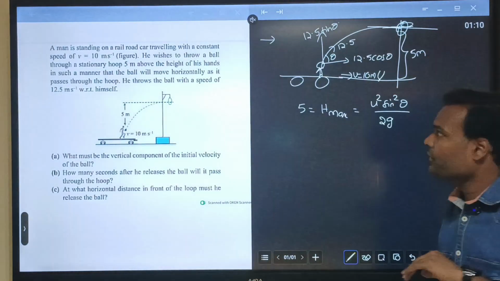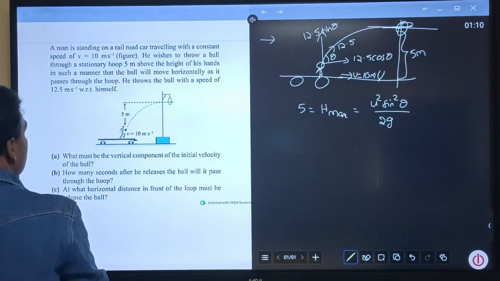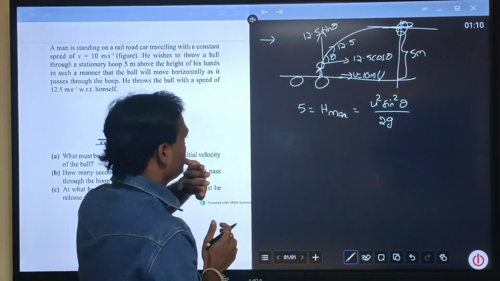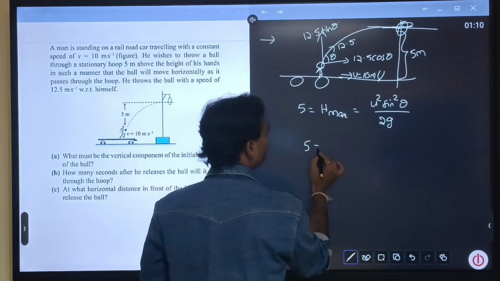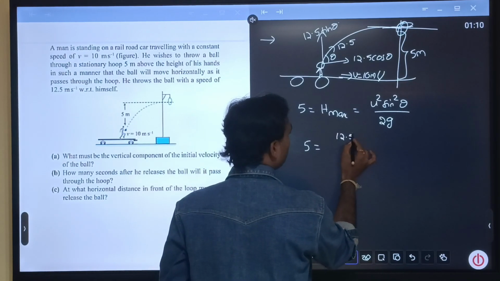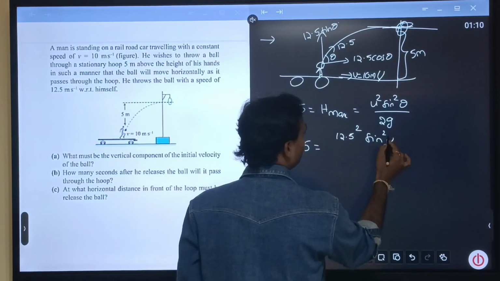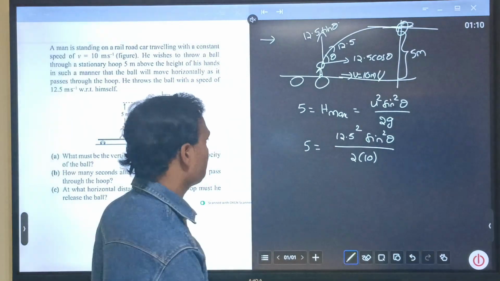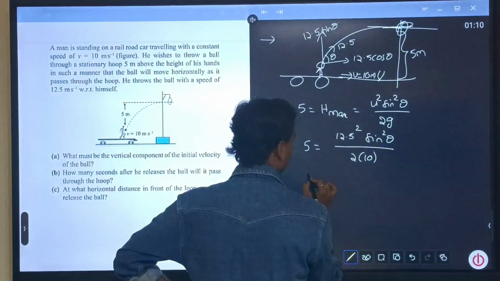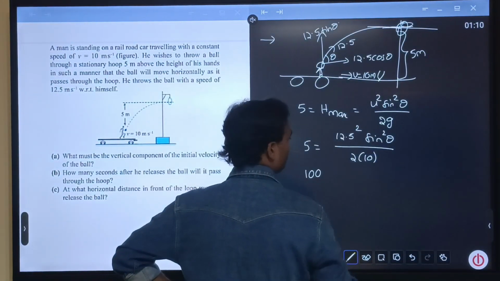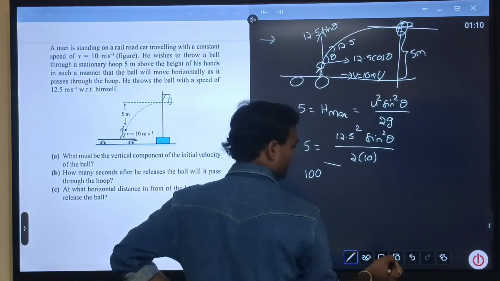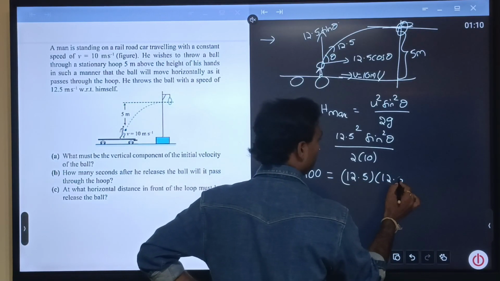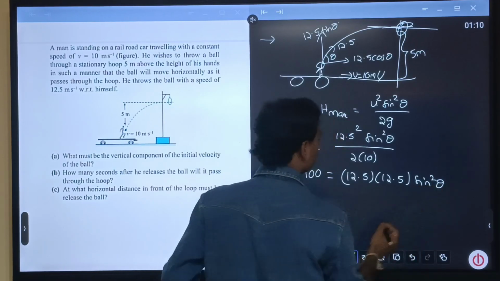Sorry, and here, as per my observation, they have not given any angle value, right? Okay, 5 into u value is 12.5 square sine square theta by 2 into 10. I am considering the g value as 10. Now, 20, let us assume 100, 20 into 5 is equals to 12.5 into sine square theta.